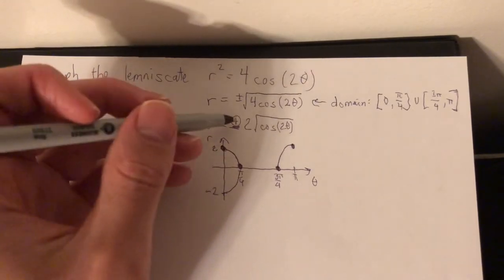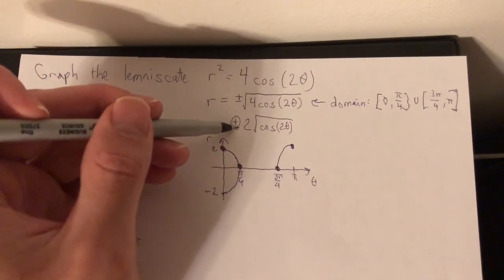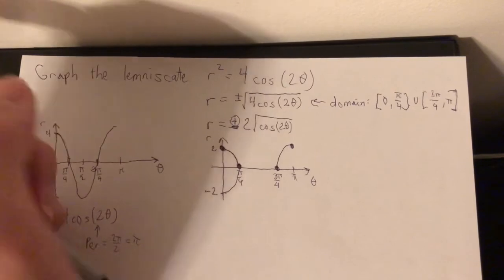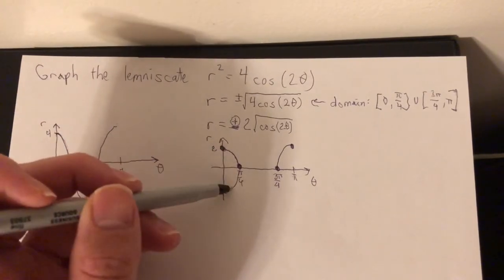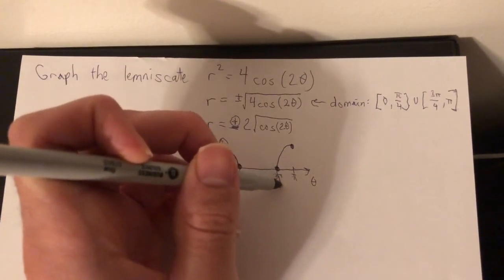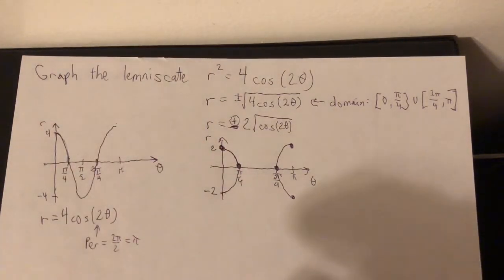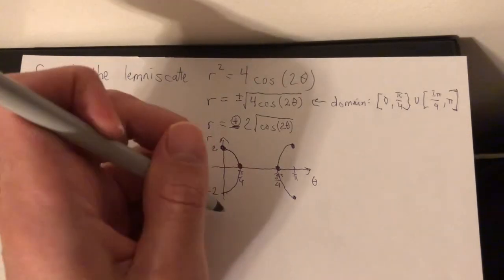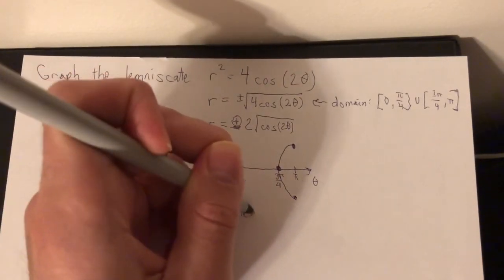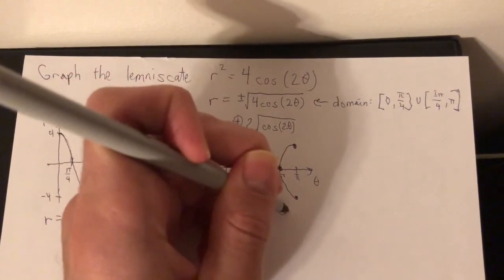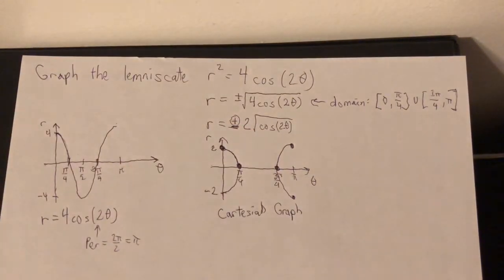So notice this is not a function, right? This is plus or minus 2 times the square root of cosine of 2 theta. So I have plus or minus, and I'm going to have the same thing here. So this is still the theta r plane. This is not a polar graph. This is a Cartesian graph. This is what I'm going to use in order to get the polar graph of my lemniscate. So clearly not a function. That's okay. We're not interested in the Cartesian graph anyway.